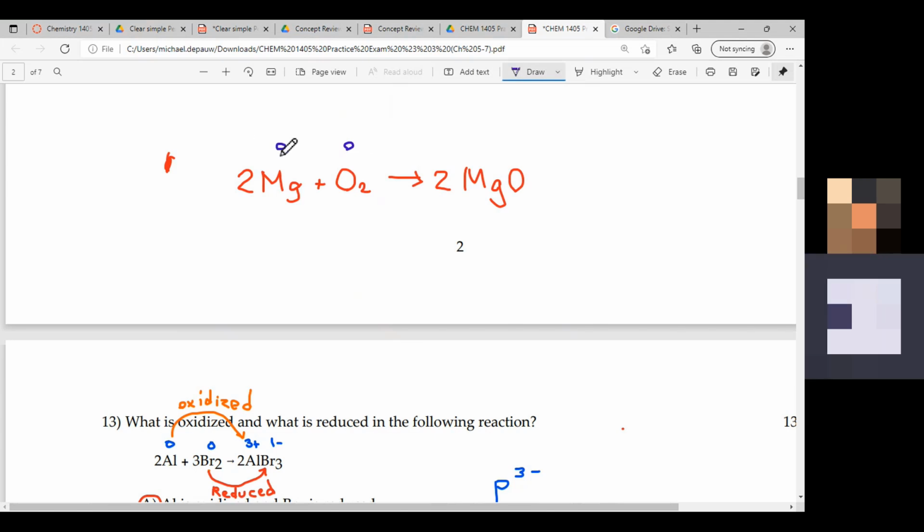So they originally both start out as 0, but on the other side, magnesium has what charge? A 2 plus, and oxygen has? Yeah, 2 minus. So magnesium increases from 0 to 2 plus, it's oxidized. Oxygen decreases from 0 to 2 minus, it is reduced.